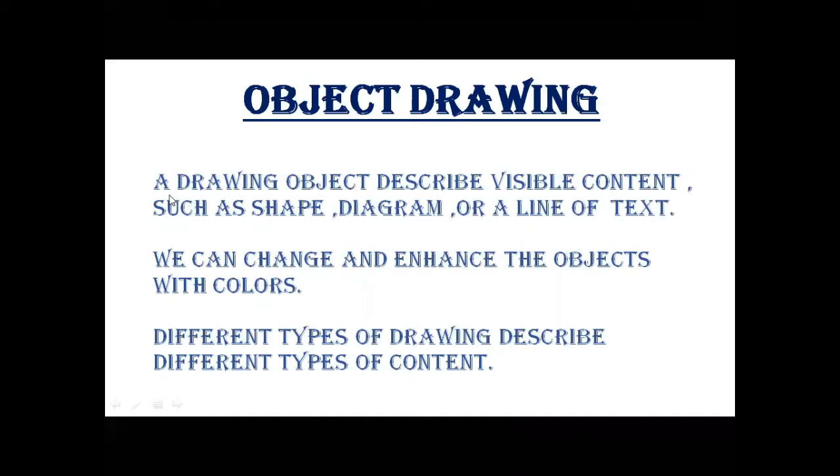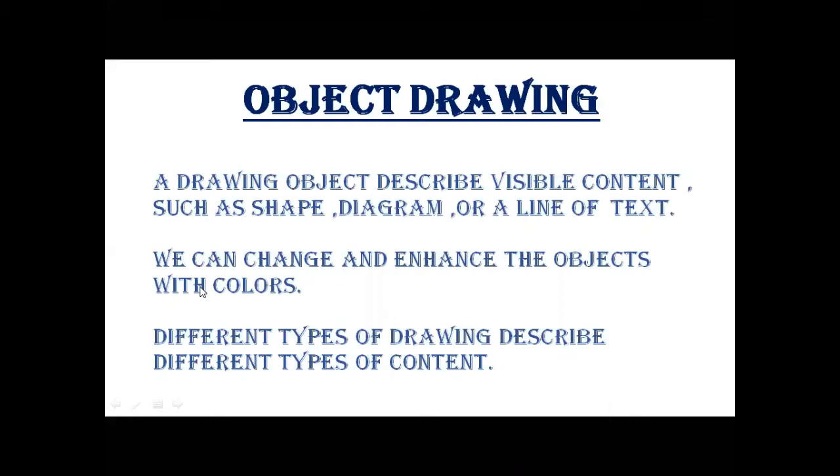A drawing object describes visible content, meaning the content that you are trying to draw, such as its shape, its diagram, or a line of text. The next one is, we can change and enhance the object with colors. By using different colors, we can change or even enhance our diagram, especially the object diagram.